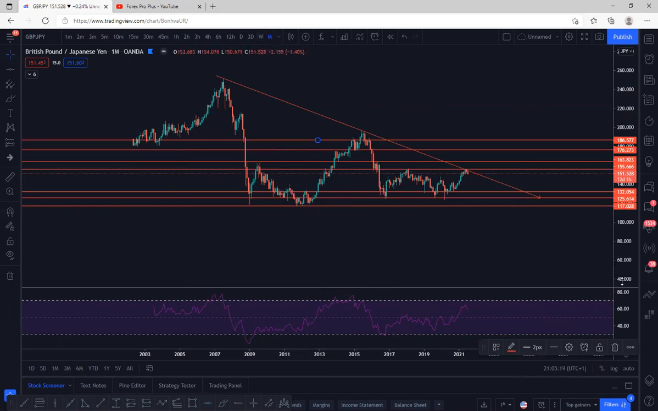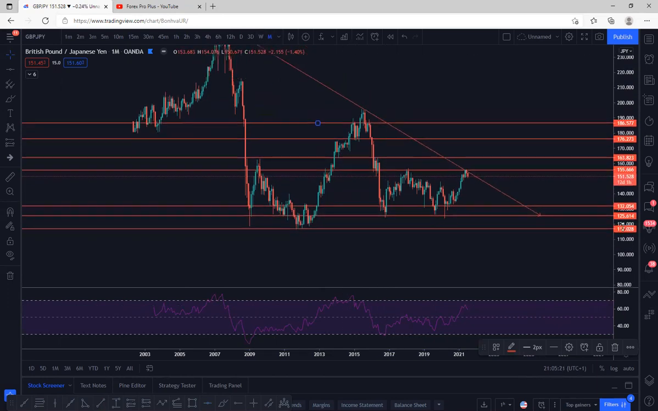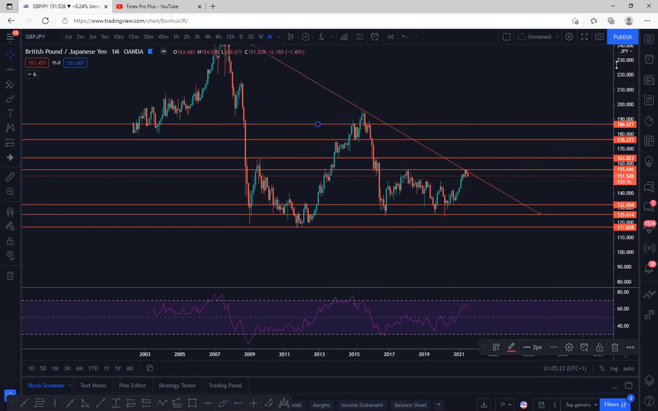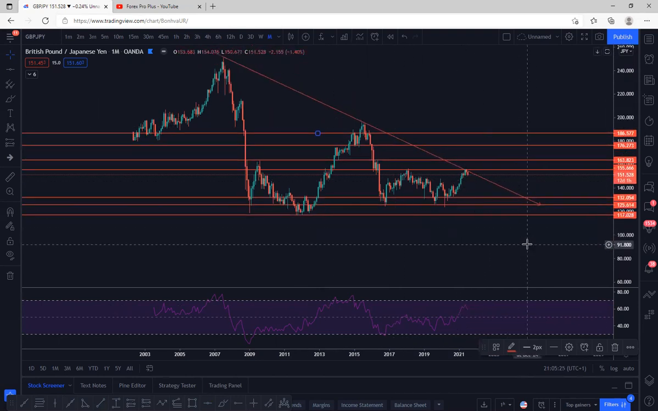And the trend is clearly to the downside because of this monthly trend line rejecting the price, and also it's a confluence of resistance level. So it's a strong rejection, and that's why the prices are coming down.